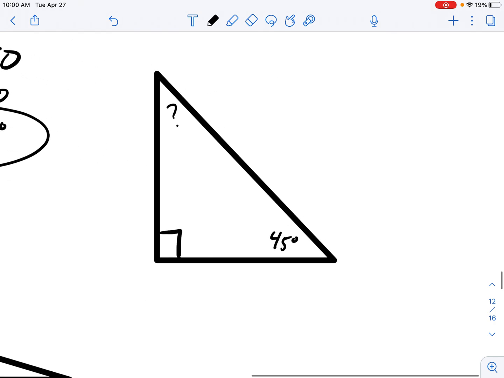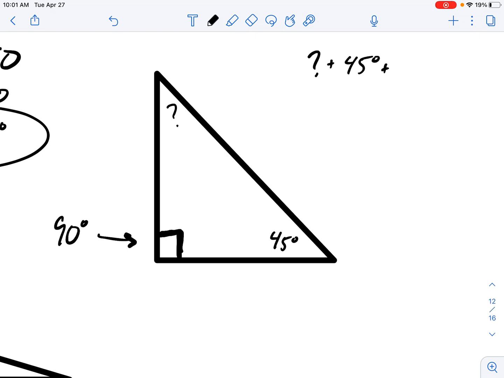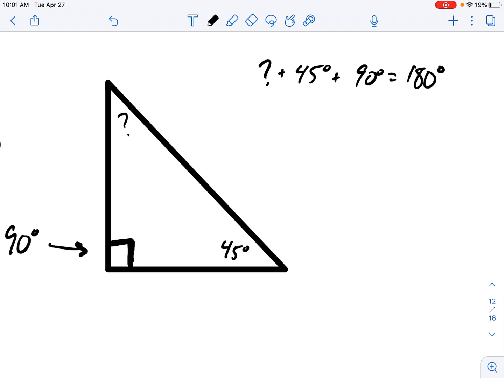So here we have question mark and 45, and then there's this box, right? What does this box mean? How many degrees does that mean? It means 90 degrees because it's a right angle. So we know that question mark plus 45 degrees plus 90 degrees will equal 180 degrees because this is a triangle. So we can combine these and we'll get question mark plus 135 degrees equals 180 degrees.